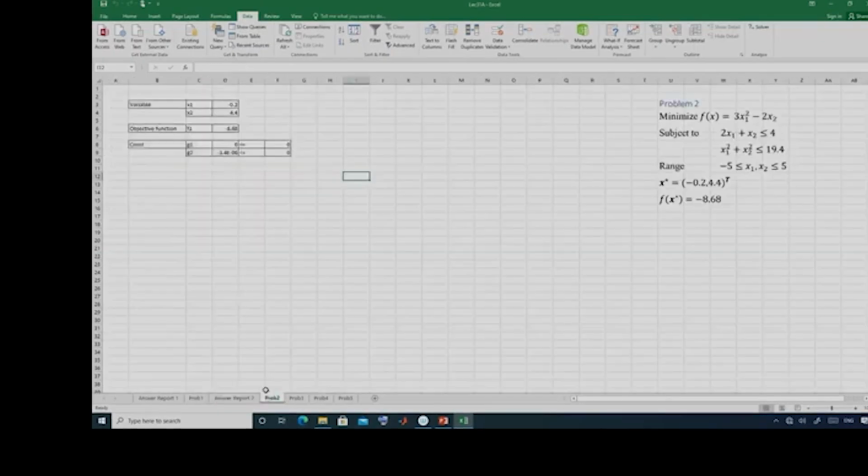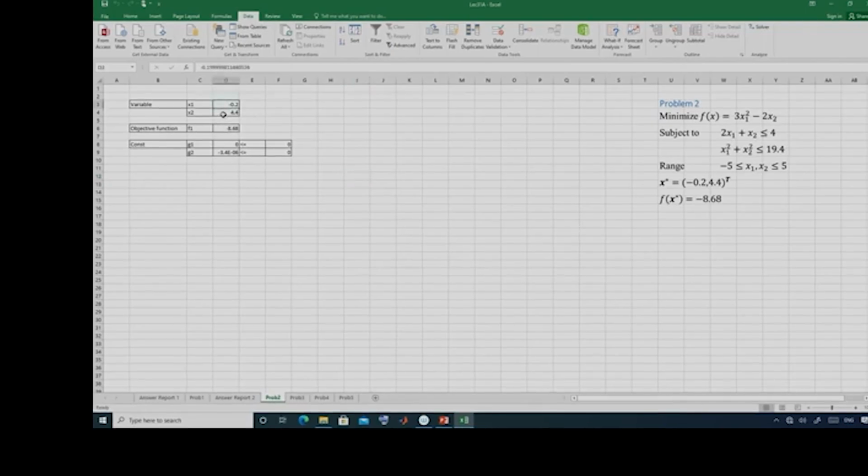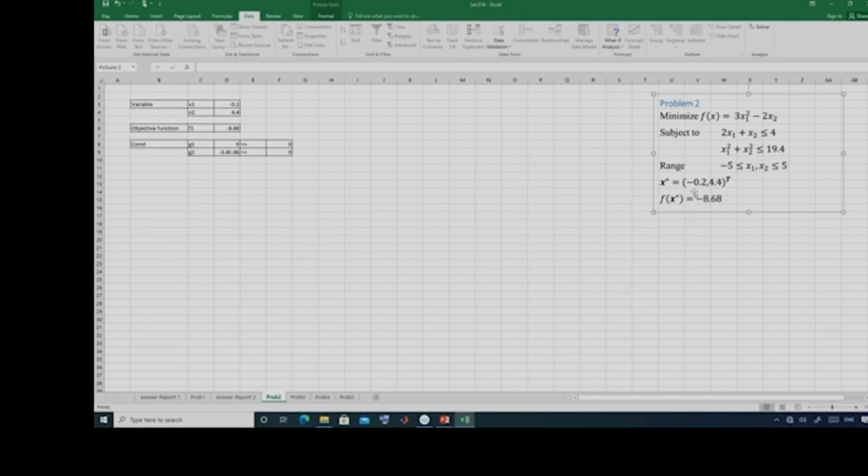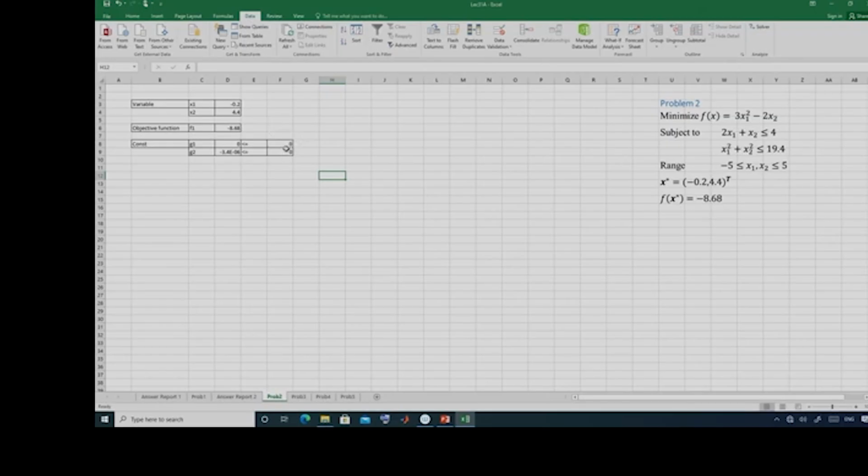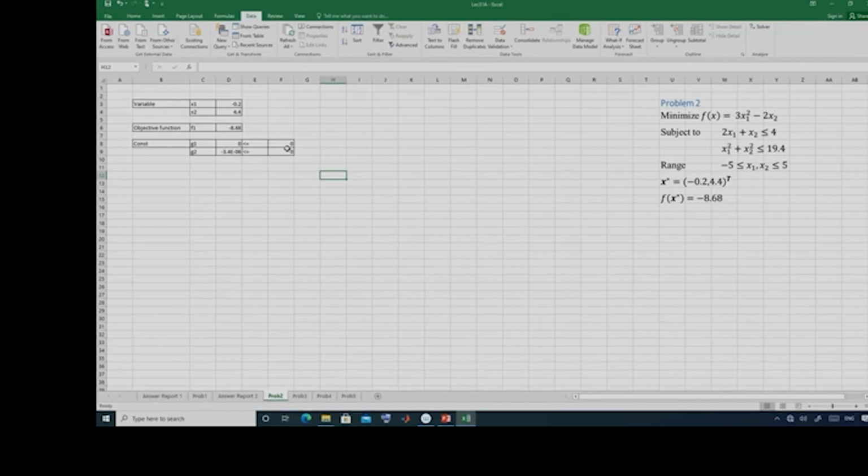So, you can see that I am getting the solution, that is x1 equal to minus 0.2 and x2 equal to 4.4. You can see on the right hand side the solution is minus 0.2 and 4.4. So, I am also getting the same solution and constraints are satisfied. Okay. So, it is quite easy to solve a nonlinear problem using Excel solver. Let us go to the next problem.